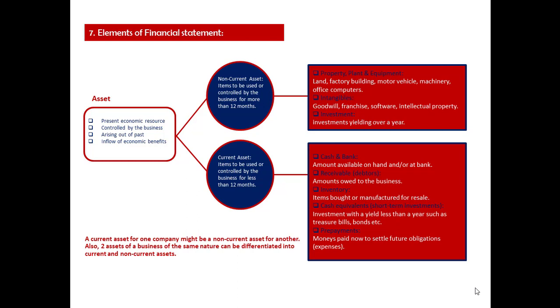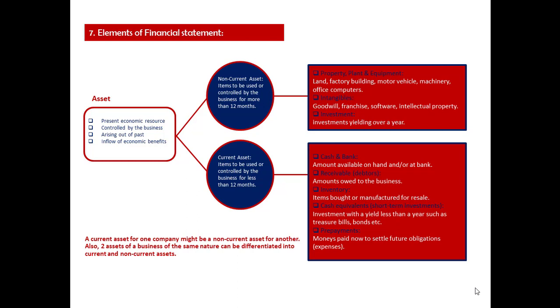We will now be talking about the elements of the financial statement, the first of which is an asset. An asset is a present economic resource controlled by the business, arising out of past events, which has the potential of bringing in economic benefit. When we say a present economic resource, we are saying that it is any item of value that can be used in generating economic benefit or further assets.